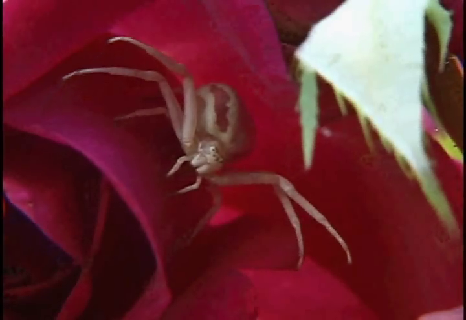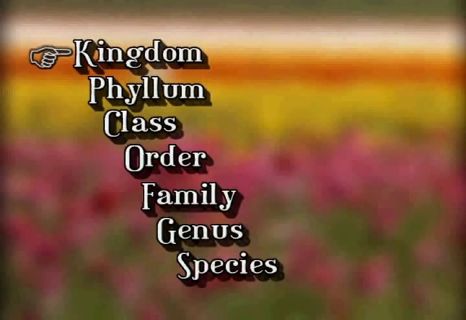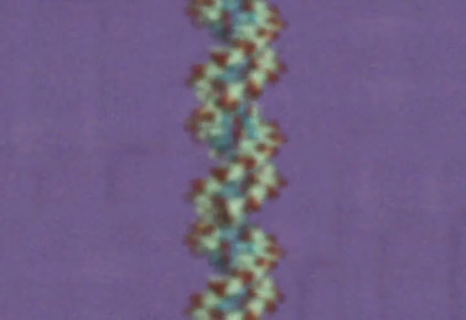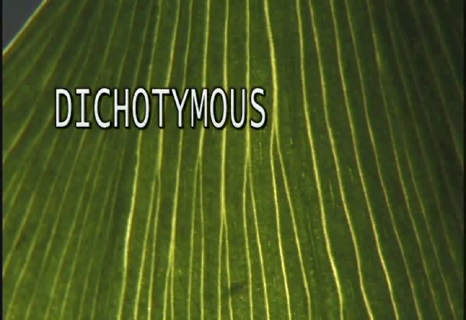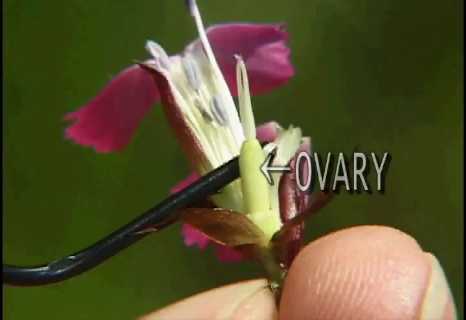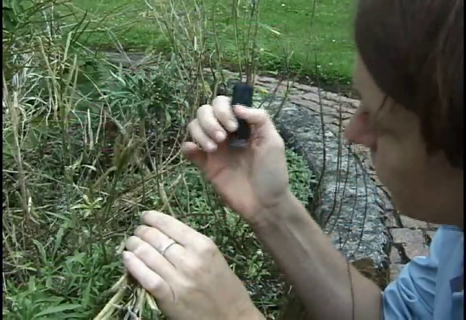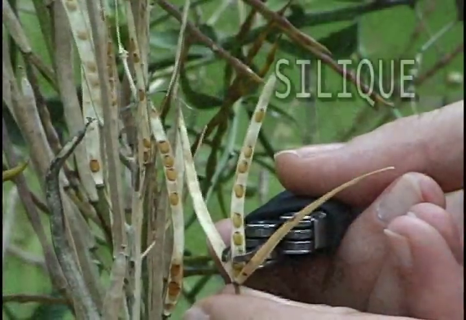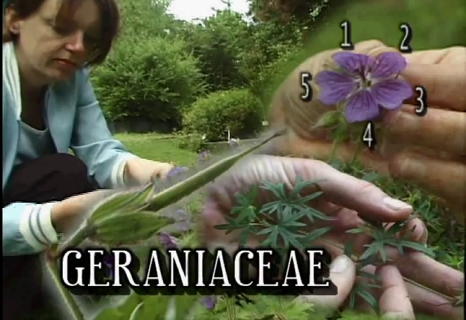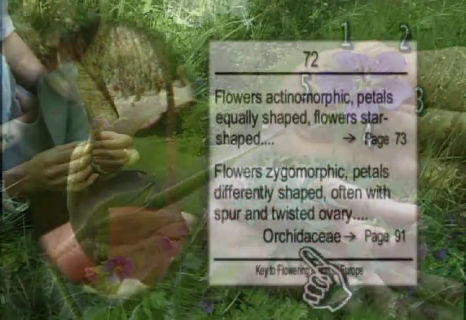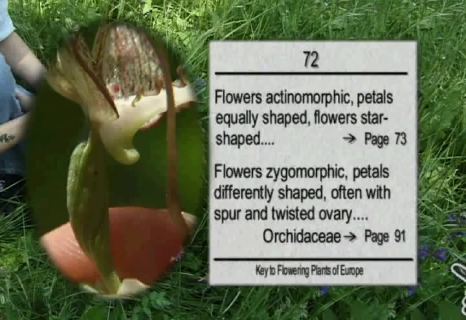We also looked at the classification system for all living organisms and saw how plants are structured into groups which reflect the natural system. Many terms used for describing plants were shown, along with examples found in the field. We looked at quick ways to identify plant families in the field, and we also showed how dichotomous keys work.